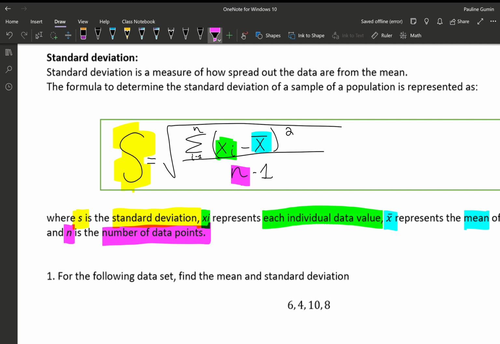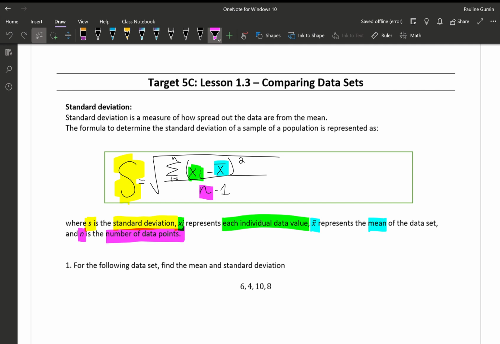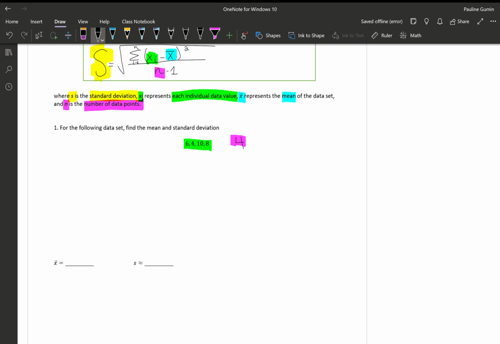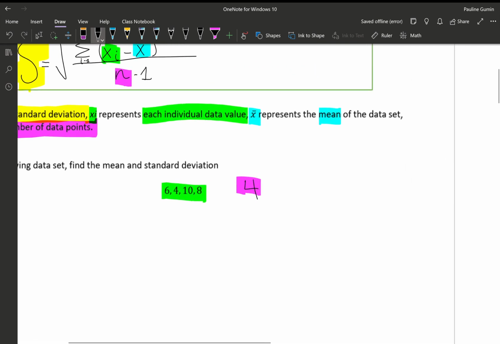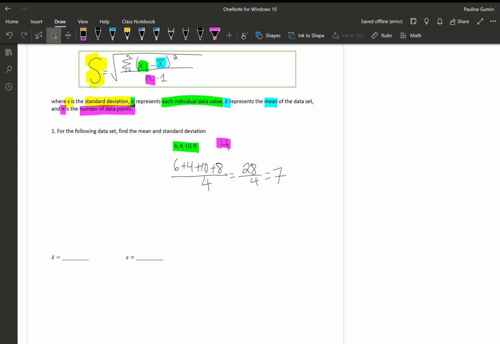Okay, now let's take this weird formula and put it into practice. The first thing we need inside the formula is each individual data value. Perfect, we have that for number 1. Here they are. We need to find the mean because we do know the number of points. There's 4 data values. In order to find the mean, we add every single number and divide it by the number of numbers. So 4 plus 10 plus 8 plus 6 is 28, divided by 4 is 7. So 7 is our mean.